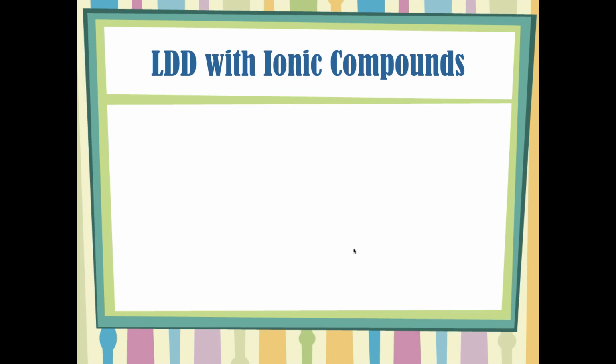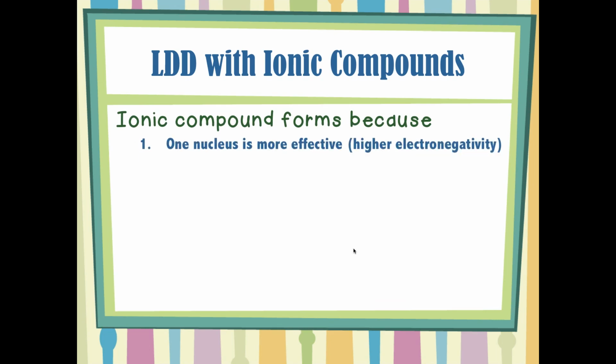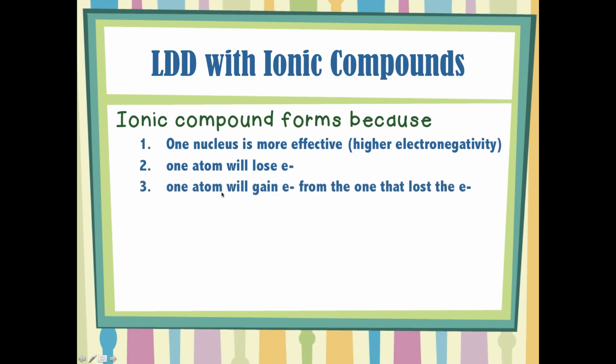So now that we remind ourselves about cations and anions, the last piece of this is now to put compounds together. You might remember from the earlier part of this video that an ionic compound forms because one of the nuclei is more affected. It has a higher electronegativity value, so that it can actually pull an electron to itself, meaning that one atom is losing the electron and the other atom is gaining it from the one that lost it. So the one that is more effective is gaining the electron from the one atom that has the weaker nucleus.